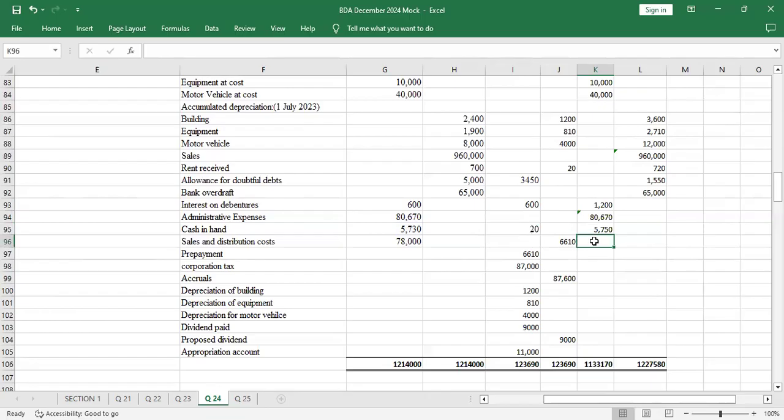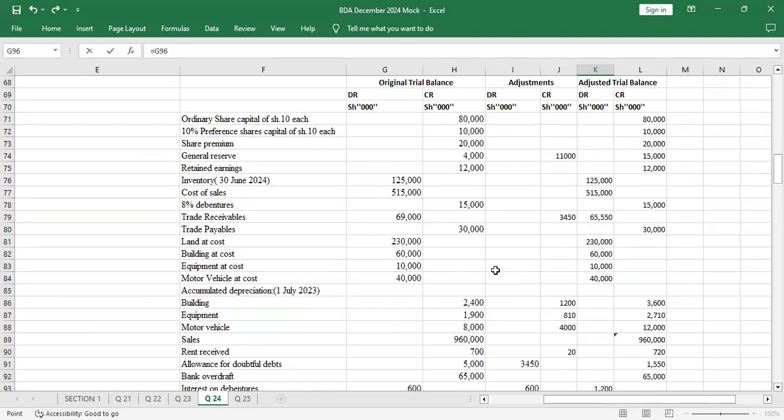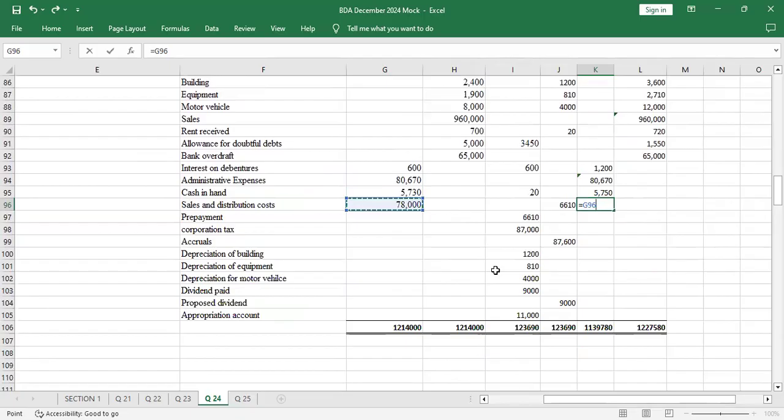So we'll have also sales and distribution cost, which is that. Then prepayment. Sorry, sales and distribution. We had this 78,000, but remember the adjustment appears on the credit side. So I'll subtract that because it was a prepayment. I'll reduce it with that amount. Yeah, I think that's okay.